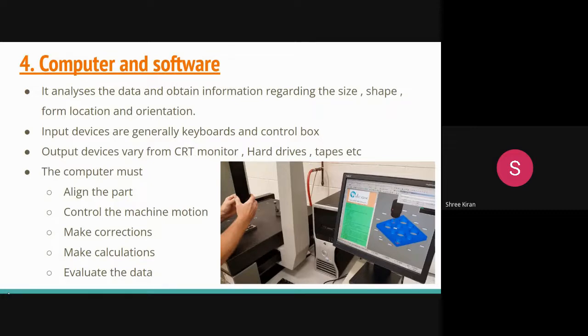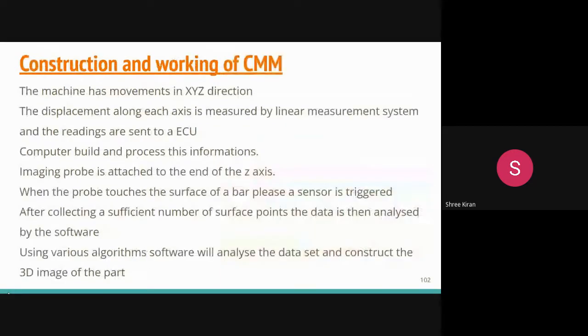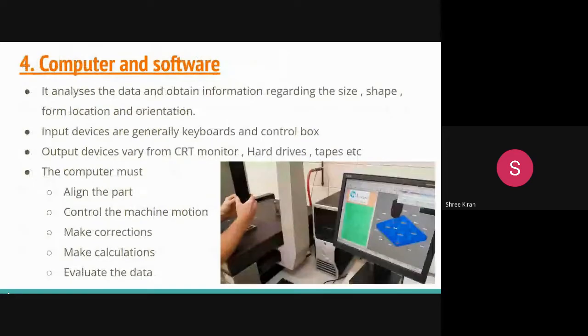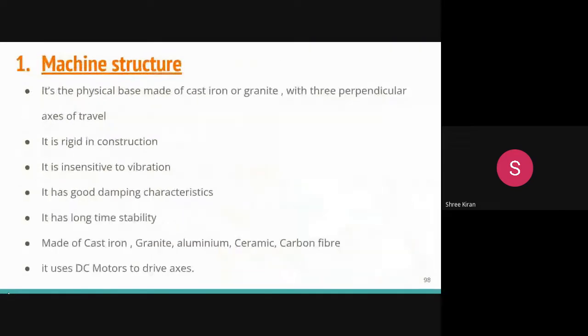hard drives, tapes, etc. The computer must align the parts, control the machine motion, make corrections, make calculations, and evaluate the data. So these are the main components of a CMM.